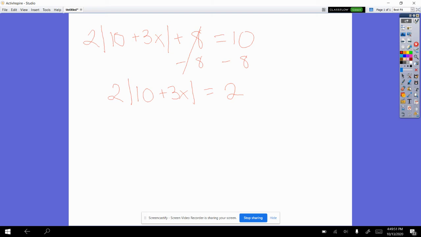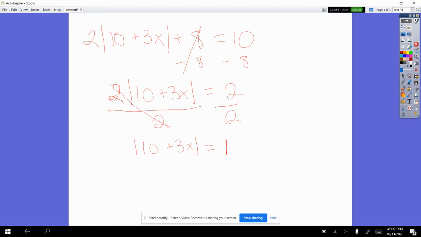Okay, now we need to remove this 2. So we're going to divide both sides by 2. That is gone. And now we have absolute value of 10 plus 3x equals 1. And I did this problem already, and I made a very simple error. I did 2 divided by 2 is 2. So sometimes you can be doing everything right and still make a simple mathematical error. So I went back and checked my work and figured out that that was my problem.